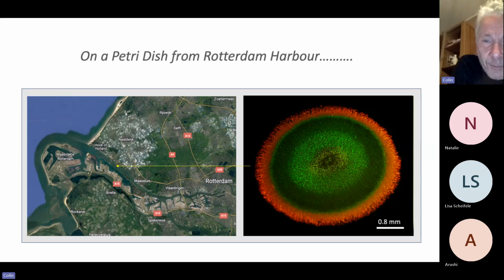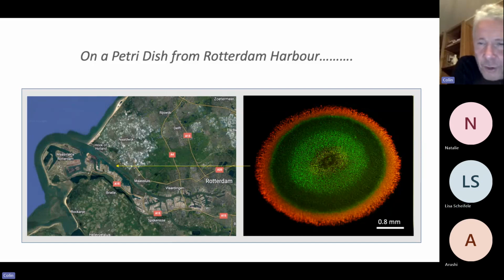But the organism that we're interested in now is a bacterium, and we originally isolated what we work on from near Rotterdam Harbour. Quite accidentally, we were trying for something else completely. The important thing to know about it is that it's not a completely marine environment, and it's not completely a freshwater environment. It's somewhere in between.